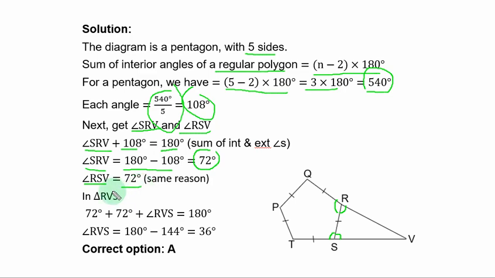Now let's consider triangle ROVS. In that triangle, if you add all the three angles, the sum is 180 degrees, so that angle ROVS is equal to 180 degrees minus 144 degrees, the sum of these two angles, and that is 36 degrees. A is the correct option.